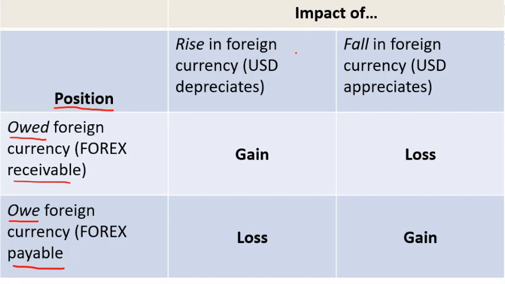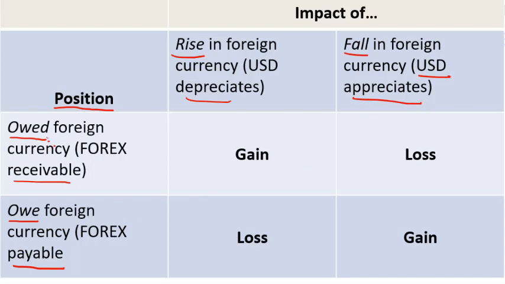Okay. And then with respect to the exchange rate, one of two things could happen. The value of the foreign currency could rise in terms of US dollars. So the US dollar would be depreciating against that currency. Or the value of the foreign currency could fall in terms of US dollars, and that would mean the US dollar is appreciating against that currency. There's a 2x2 matrix here, so what are the possible outcomes?